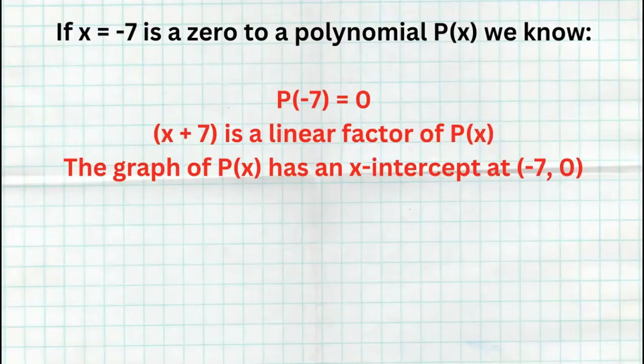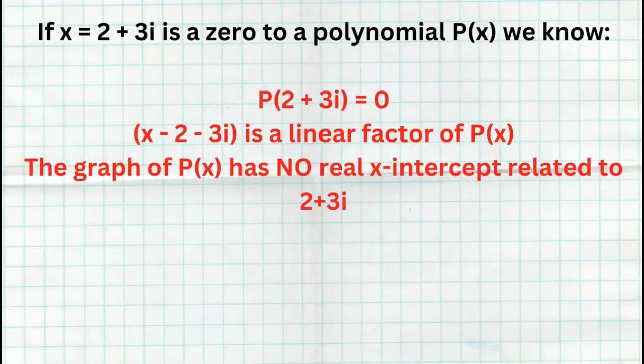All right, here's another example with x equal -7 being a 0. Again, that means when we plug -7 into the function, we get 0. x plus 7 is a linear factor because if we plug in -7 plus 7, we get 0, making the factor 0, which is going to turn the whole polynomial into 0. And we also know we're going to see an x-intercept at -7.